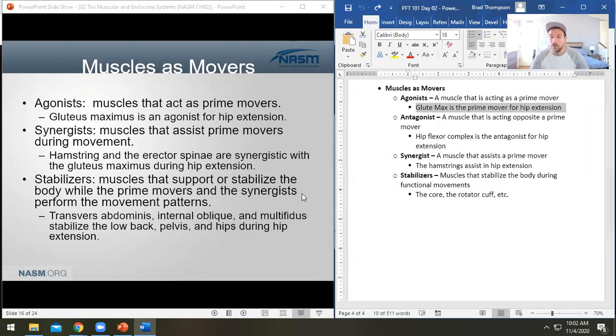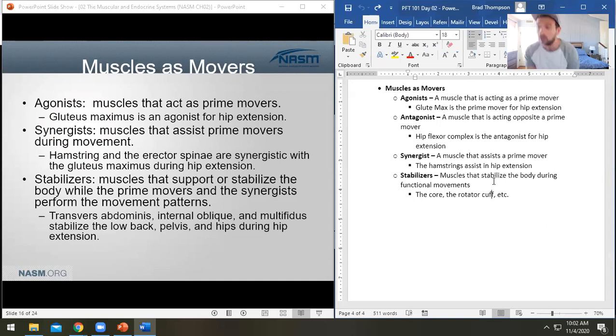So if I was talking about hip extension, the gluteus maximus is the prime mover. The hip flexor complex is the antagonist. And the hamstrings are a synergist. They're there to help. Meanwhile, my core, my rotator cuff, transverse abdominis, all of those muscles, they're there to stabilize.